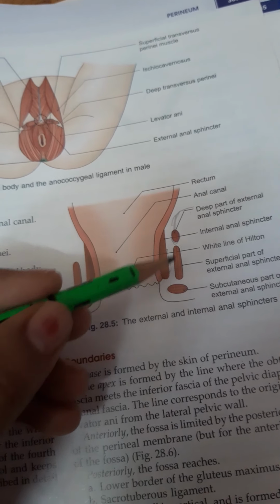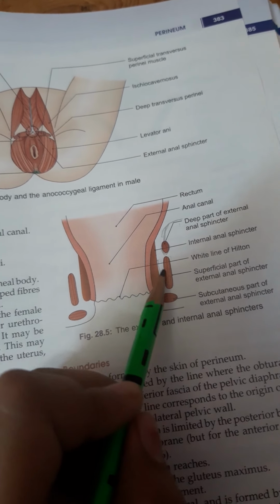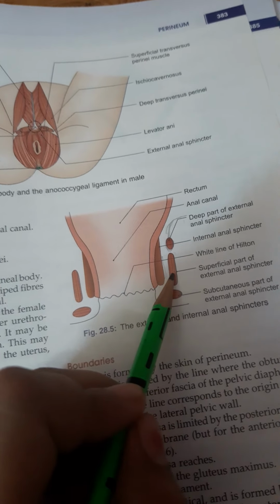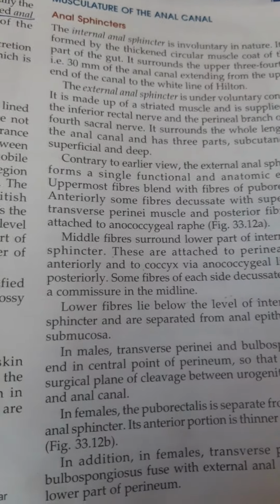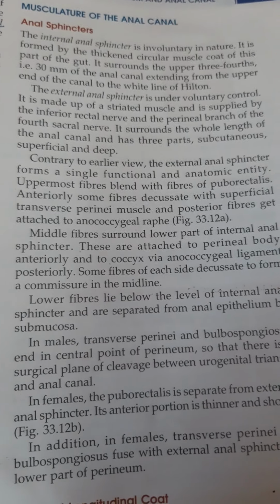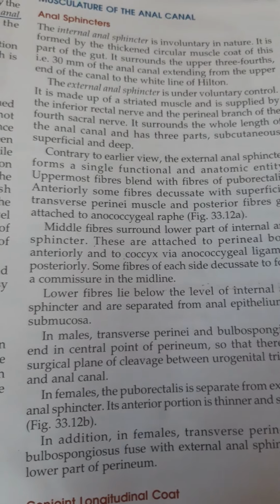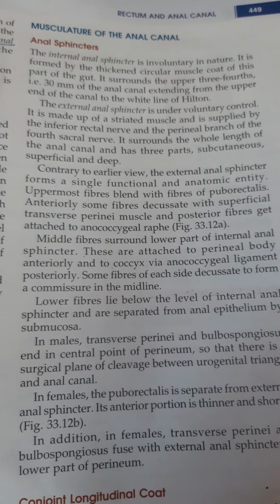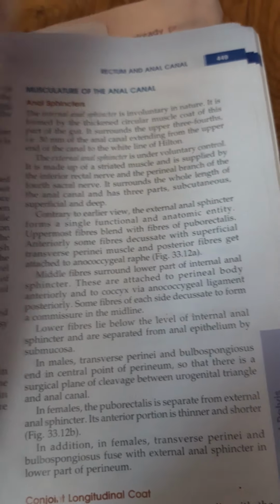All right, the next fibers were the middle fibers. So the middle fibers, they lie just outside the internal anal sphincter. So what was written about them? The middle fiber surrounds the lower part of the internal anal sphincter. These are attached to the perineal body anteriorly and to the coccyx via anococcygeal ligament posteriorly. Some fibers of each side decussate to form the commissure in the midline. So these are attached simply to the perineal body anteriorly and to the coccyx via anococcygeal ligament.